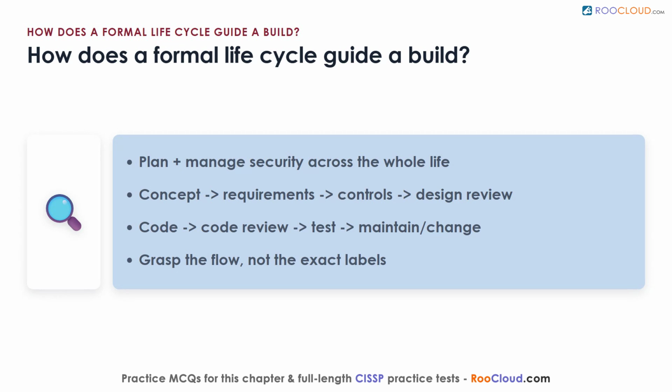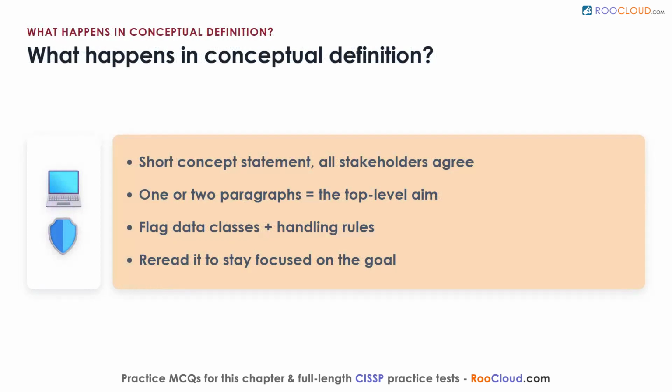Do not obsess over the exact labels, which shift from one text to another. Grasp how the flow works. Think of it as a recipe with named steps. Different cookbooks phrase them differently, but the sequence of preparation stays the same. What happens in the conceptual definition phase?